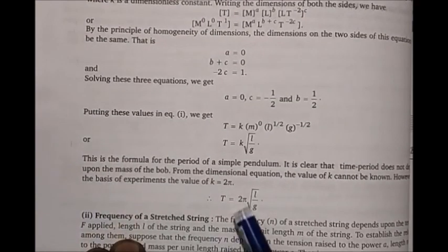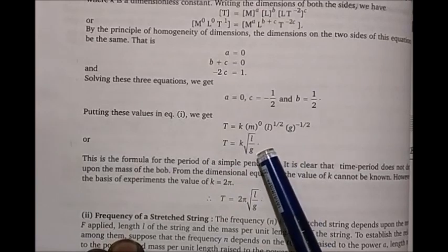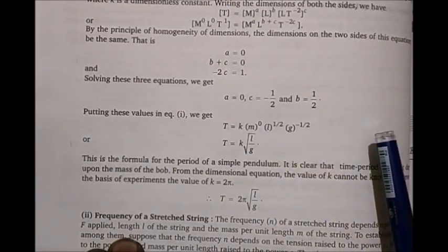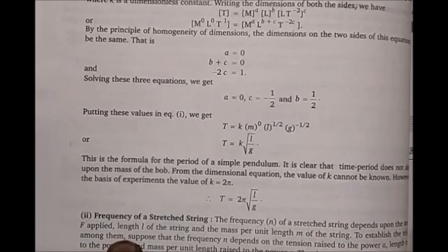So finally you get the time period is equal to K times under root of L upon G, where G is acceleration due to gravity, L is the length, and you get the under root value also. So this is one example that you have already seen. You have also already done some of the numericals.